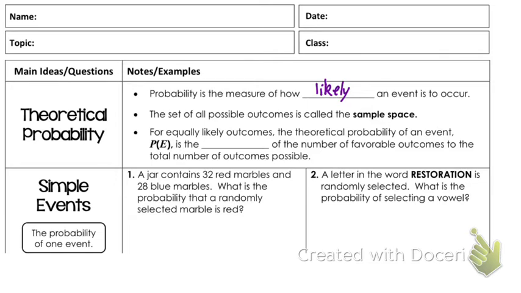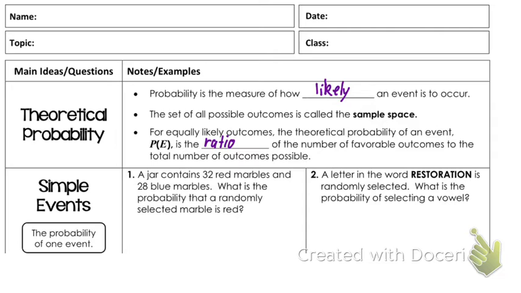For equally likely outcomes, is it equally likely that I get any side of this die? Yes. For equally likely outcomes, a theoretical probability of an event, or P of E, probability of the event E, is the ratio of the number of favorable outcomes to the number of total outcomes possible. This will make a little more sense when we apply it in this first example.